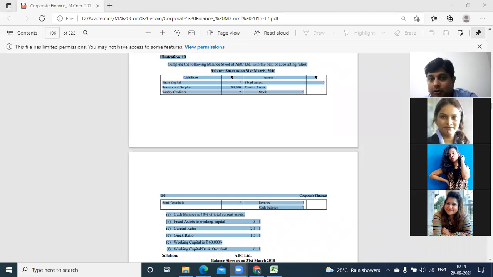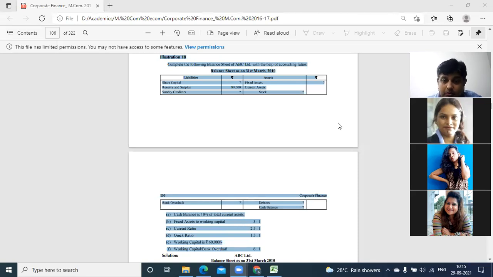So dear student, I hope that's why I was insisting from the beginning that you should have the knowledge of all formulas. Actually, from where you started the journey? Because here share capital is not given, reserve and surplus is given 80,000, funding creditors not given, fixed asset not given, current asset not given, stock, status, cash balance, nothing is given. Here saying cash balance is 10% of total current asset. Fixed asset to working capital is 3 is to 1.